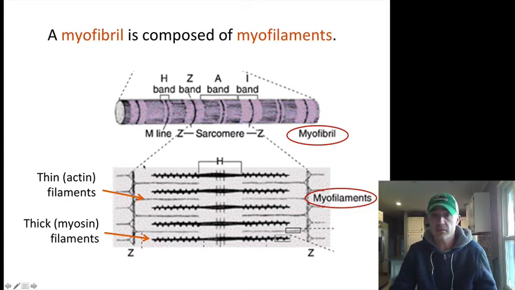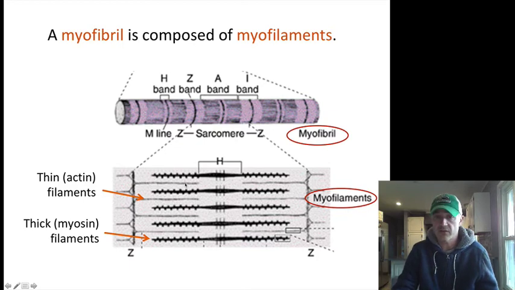So again, a myofibril is going to have a bunch of these myofilaments, which are the thick and thin filaments. And again, in this repeating pattern, this is what we call a Z-line, that is the end of the sarcomere. This is the other side of it right here. So from Z-line to Z-line is one sarcomere. And the sarcomere is going to have these thin filaments, which are the actin filaments, and the thick filaments right here, which are the myosin filaments.